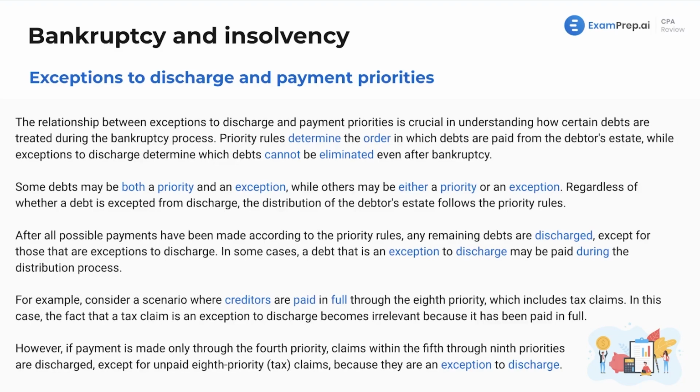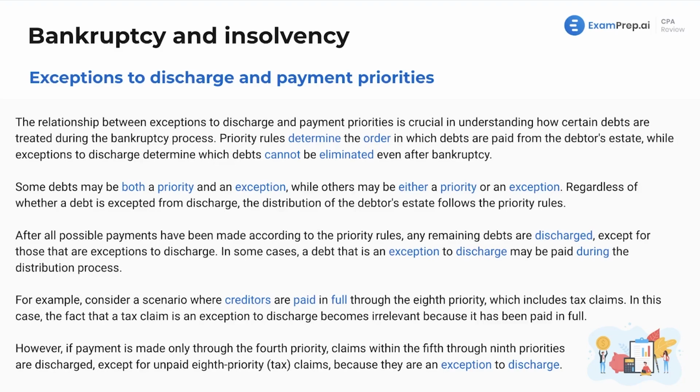Now, some debts may be both a priority and an exception, while others may be either a priority or an exception. Regardless of whether a debt is excepted from discharge, the distribution of the debtor's estate follows the priority rules that we saw. After all possible payments have been made according to the priority rules, any remaining debts are discharged except for those that are exceptions to discharge. In some cases, a debt that is an exception to discharge may be paid during the distribution process. Right, we saw, for example, student loan debt, you're not getting out of that.